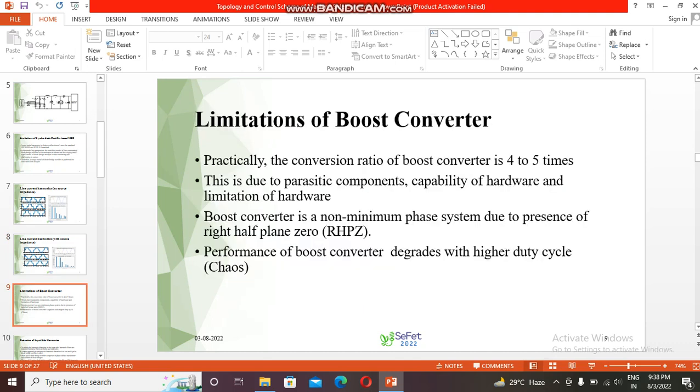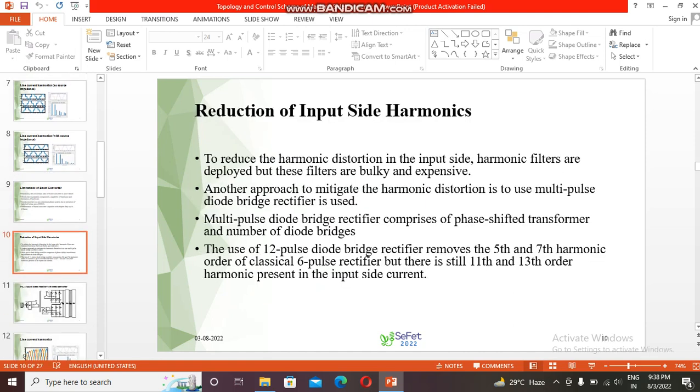So what are the limitations of the boost converter? Practically, the conversion ratio of the boost converter is 4 to 5 times. This is due to parasitic components, the capability of hardware, and limitations of the switches. The boost converter also exhibits non-minimum phase behavior due to the presence of a right half plane zero, and its performance degrades with higher duty cycle.